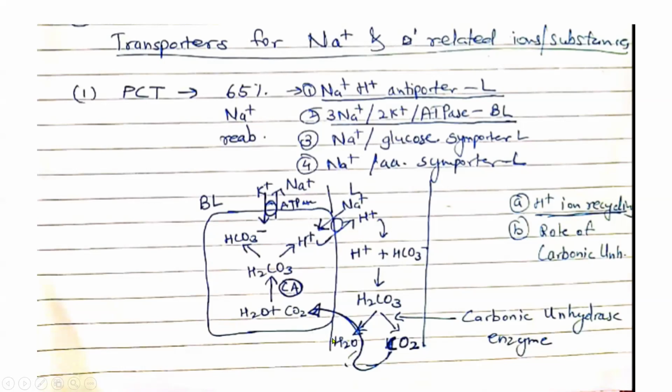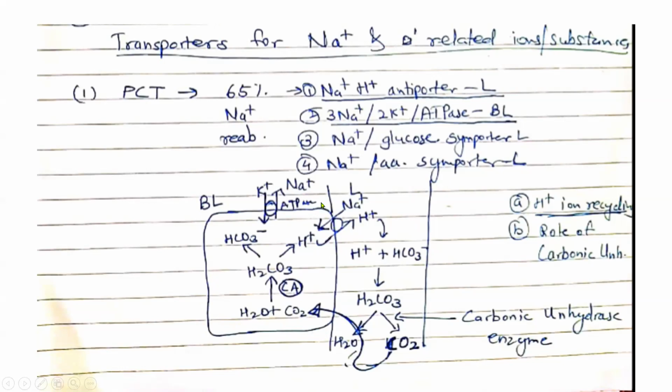So this is the lumen of the nephron, the nephron tube, or renal tubule, as you say. Lumen, right, the hollow region. This is a cell which is lining the nephron. This is the luminal side of the cell, and this is the basolateral side of the cell. Basolateral will be denoted as BL.